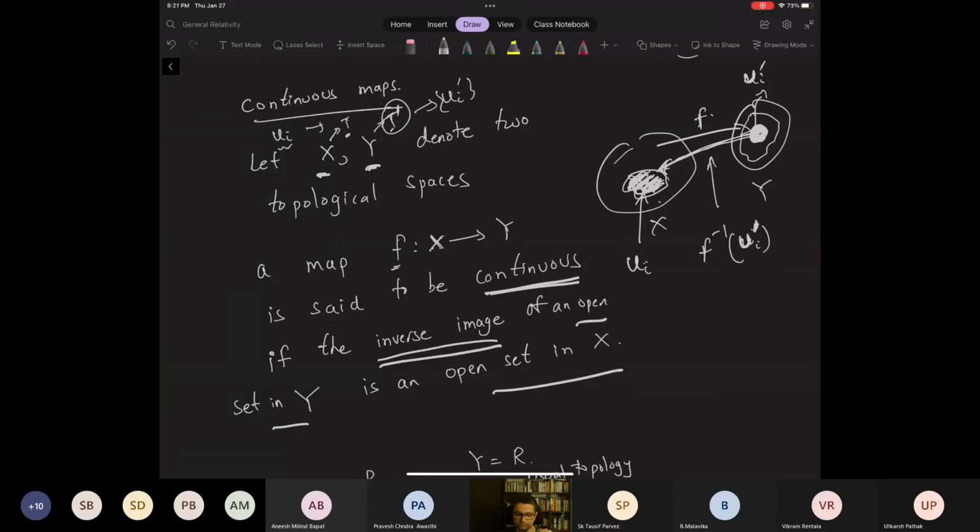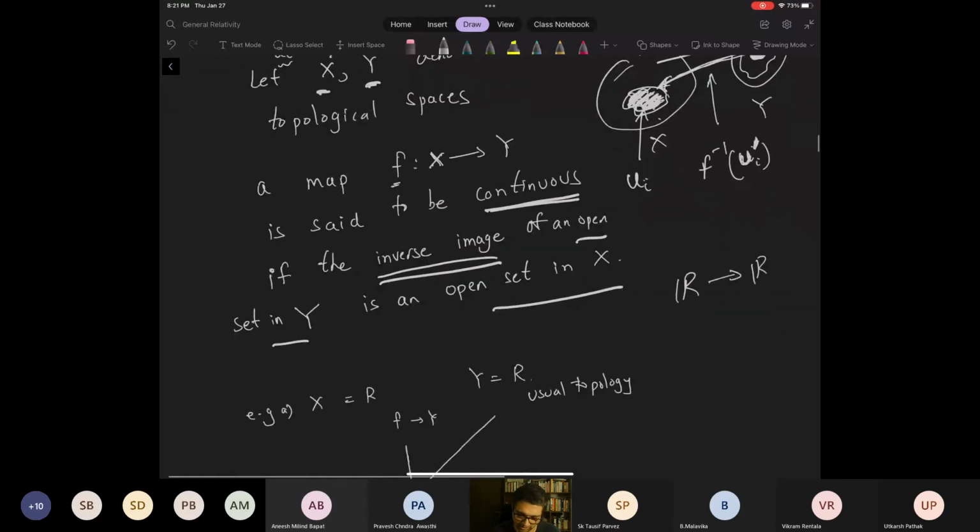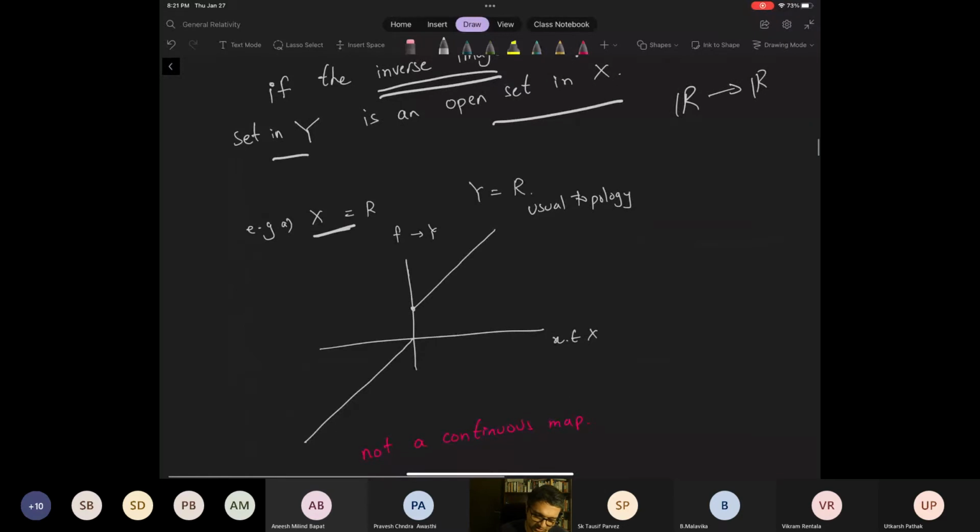Now this definition of continuous may be different from the definition of continuous that we've seen with real numbers, as we'll see that these definitions are also the same, for continuous maps, let's say from the real line to the real line. So topology gives you another way of defining continuity. Let's do this example. Let's take X to be real numbers with the usual topology. Let's take Y to be real numbers with the usual topology.